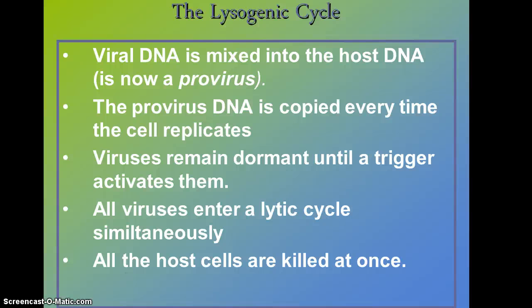So for a while you have this virus in your body, and every time that cell replicates, so does the virus. So if the cell replicates 1,000 times, that virus has been replicated 1,000 times, and maybe that virus came in and it's 10 years later before the trigger happens. Once that trigger occurs, then all of those viruses all at once start attacking your cells. So all viruses enter a lytic cycle simultaneously. All the host cells are killed at once.